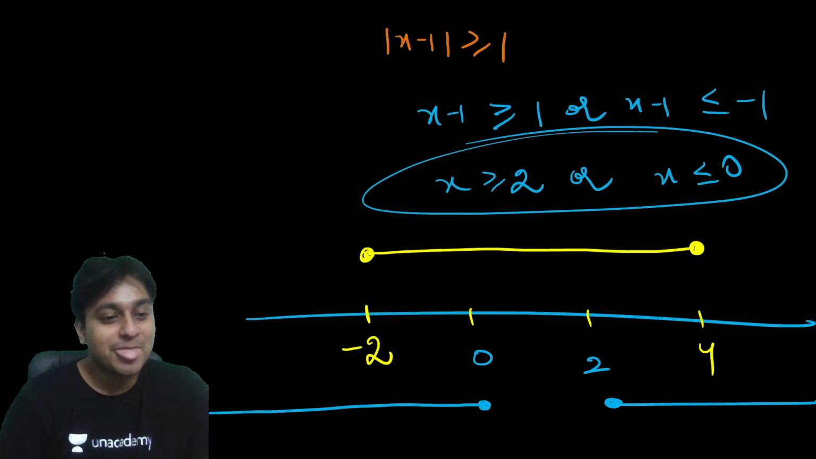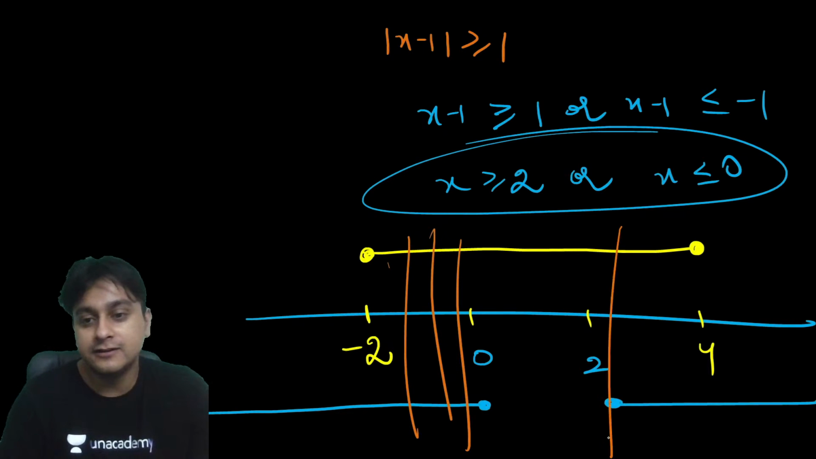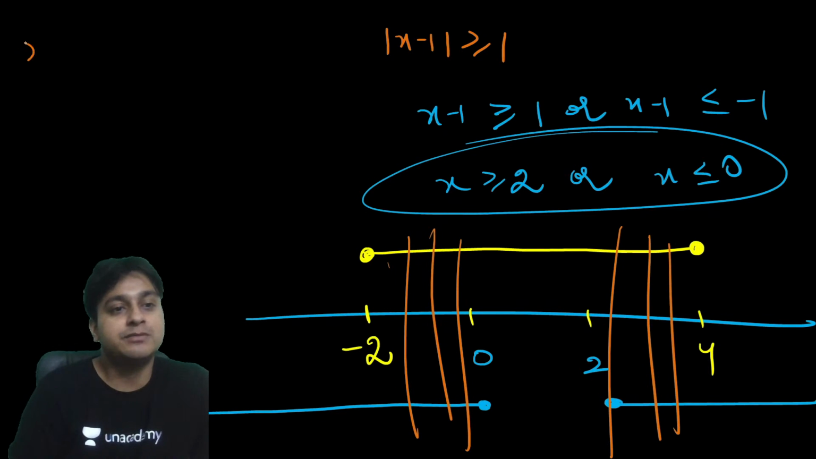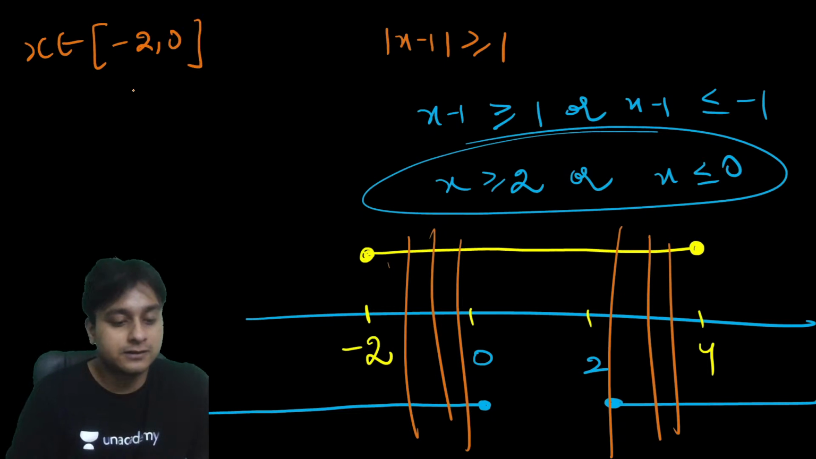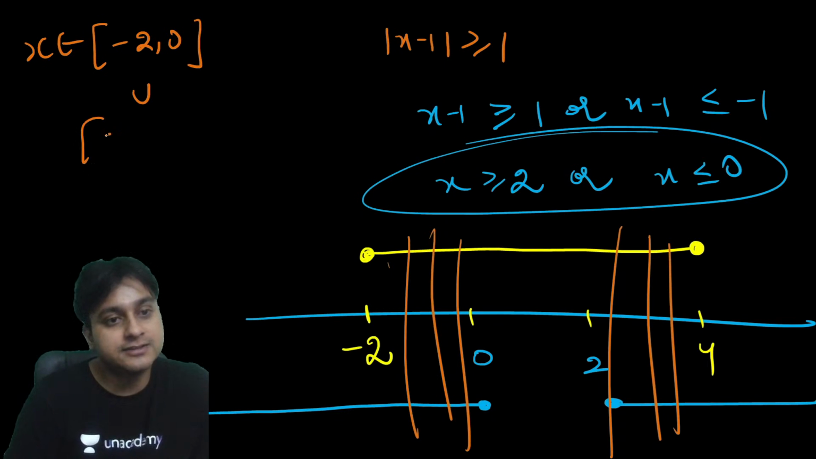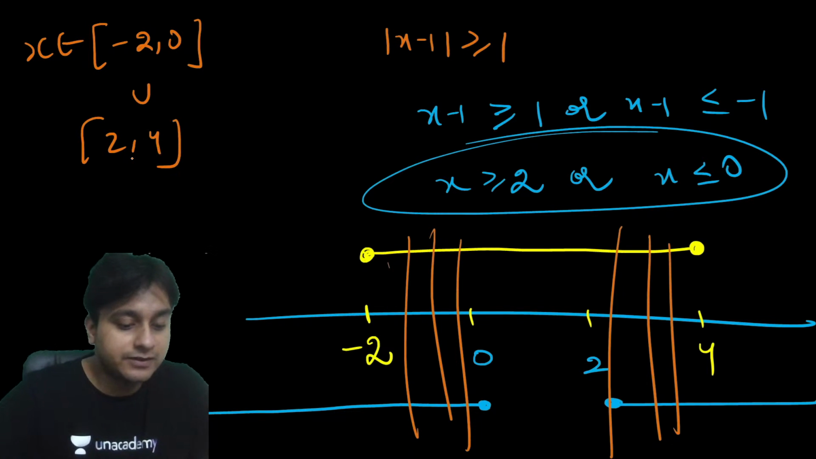My mistake. Now, guys, simple, isn't it? So you have to shade the common region. So we are getting x belongs to -2 to 0 union 2 to 4. That's the answer, guys. Understood, everyone?